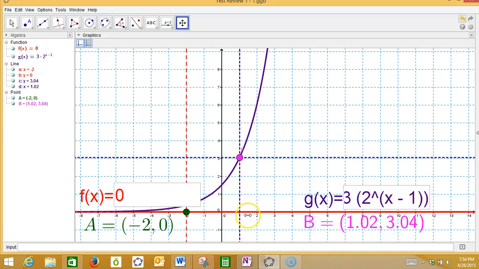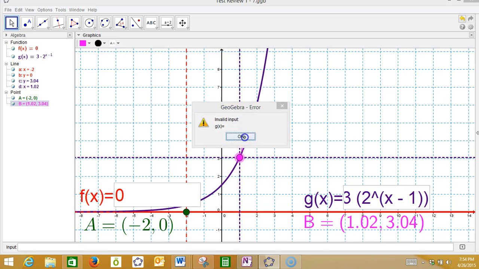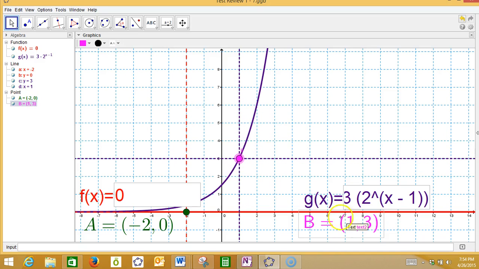And then also the last one, g of 1. So g of 1 says, let's evaluate at 1. Let's let x be 1. So if we put in 1, we get out a 3, right? So if x is 1, 1 minus 1 is 0. Right now we have to understand that anything to the 0 power is 1.